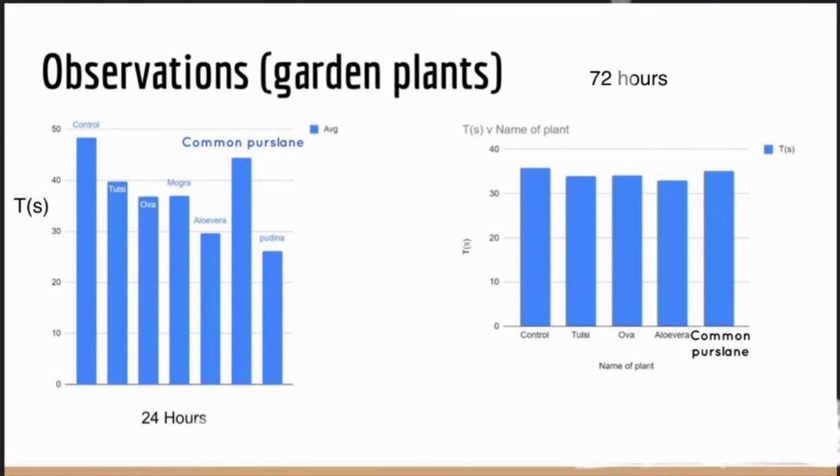We conducted the first experiment to compare the amount of oxygen released by selected garden plants over a time period of 24 hours. The common purslane is seen to be producing the most oxygen among considered plants, with tulsi following second. This is a deviation from the hypothesis where it was predicted that tulsi would yield better results. Also, the control is seen to contain the most amount of oxygen. Then we did the same experiment over a period of 72 hours. Here also the leader was the control, while the first among actual plants was the common purslane, followed by ova and then tulsi.